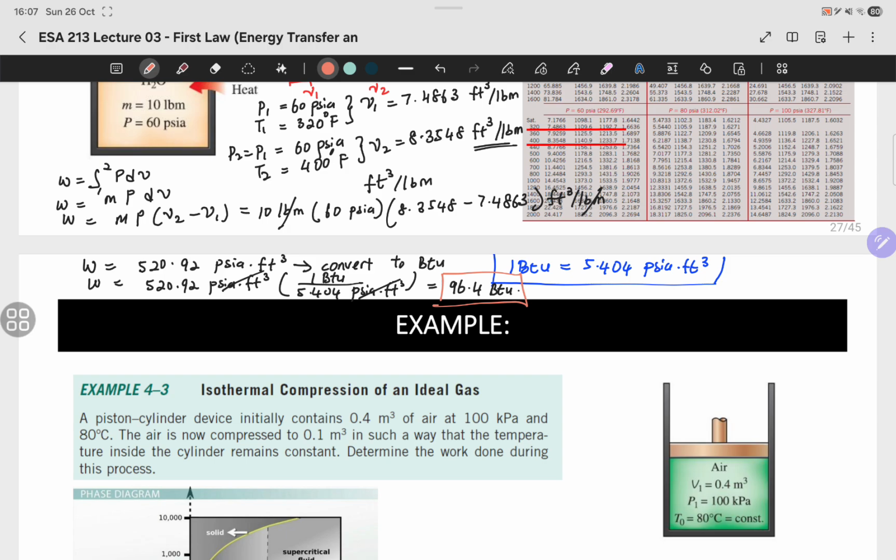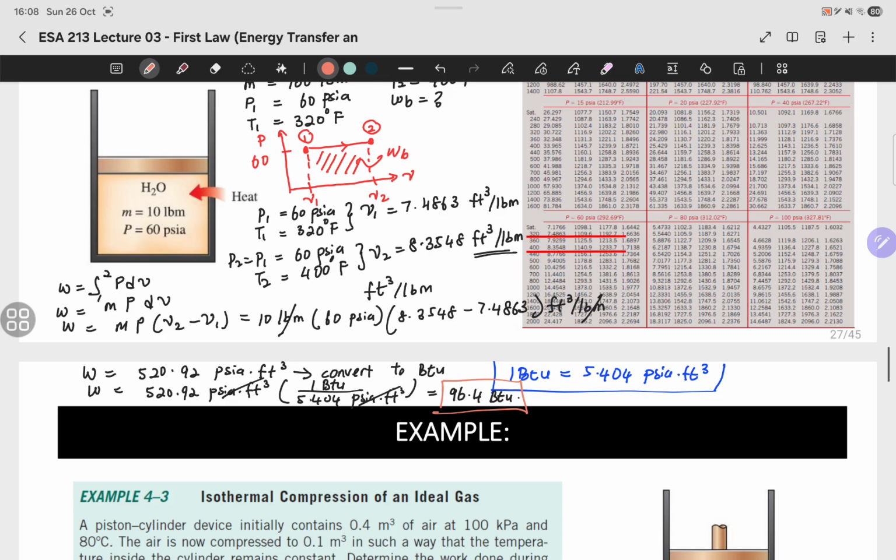So what does it mean? It means that the system used about 96.4 BTU of its energy to do the work, to expand the volume of the steam. In order to expand the volume inside this piston cylinder, the system used 96.4 BTU of its energy, right?